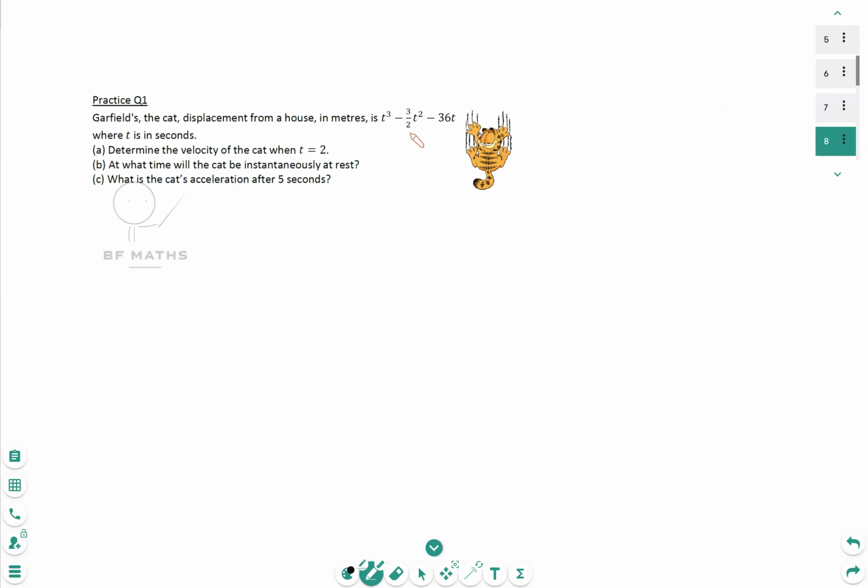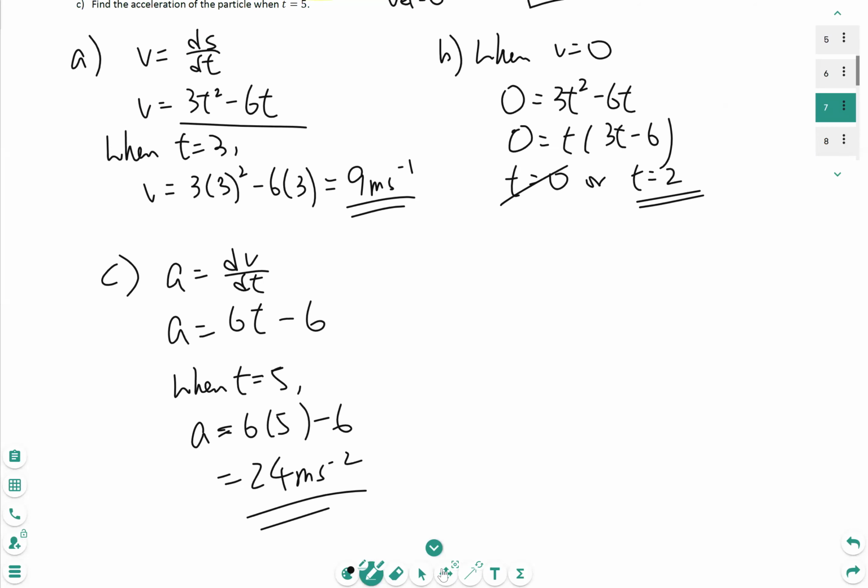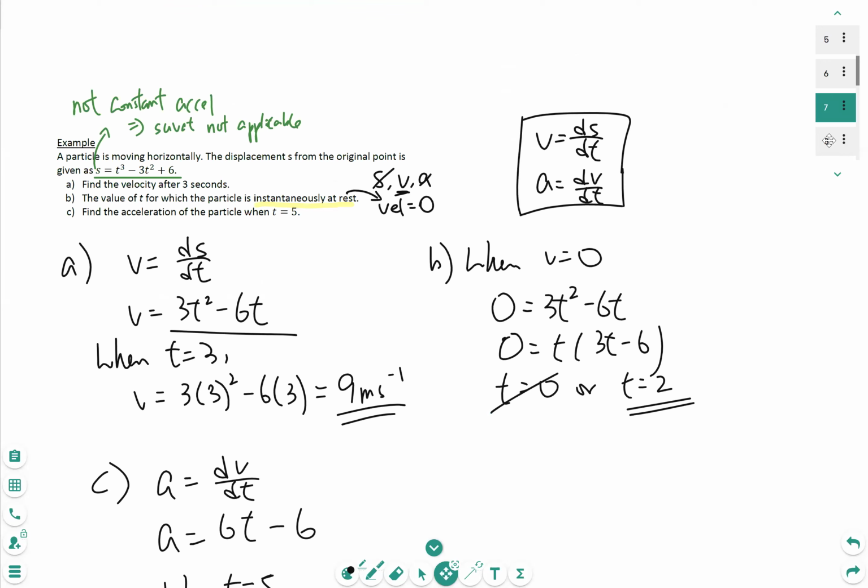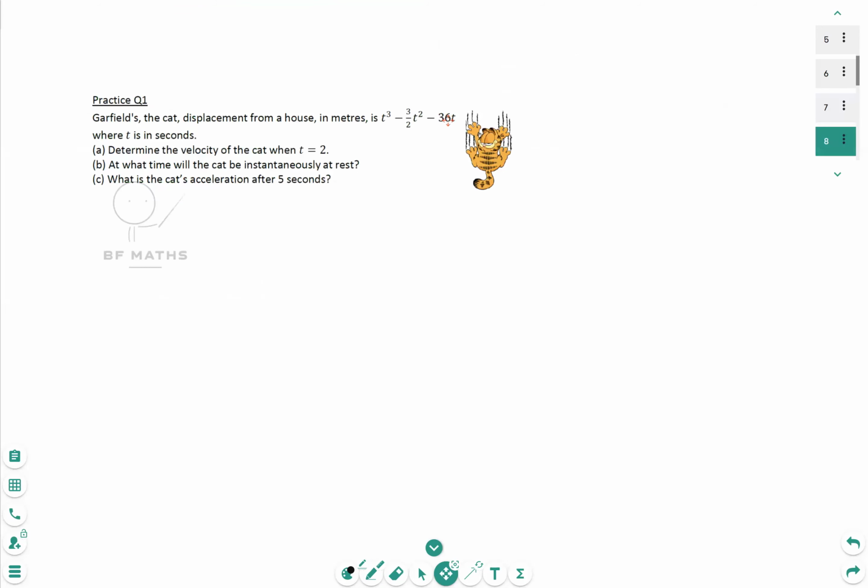So, practice question one. Have a go at the question. Remember, it's all about these two equations: v equals ds by dt, a equals dv by dt. Pause the video and have a go at the question about Garfield. I don't know if the generation nowadays knows about Garfield. When you're ready for the answer, you can press play.